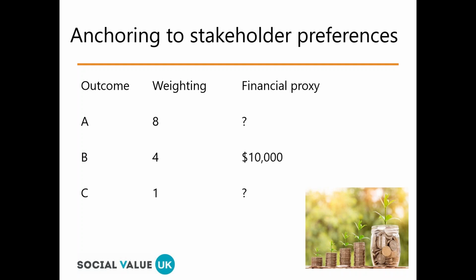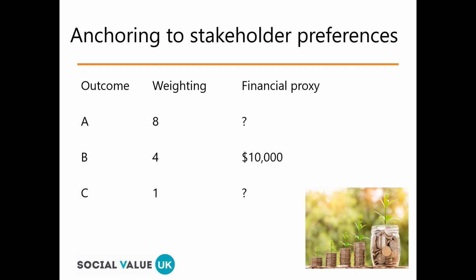That information alone provides some real insight into stakeholders' preferences. What the stakeholders are telling us here is that outcome C, although it is important, is not as important as the other outcomes. Outcome B, in fact, is 4 times as valuable as outcome C, and outcome A is 8 times as valuable as outcome C. If we only had that information, that should really inform our decision making.